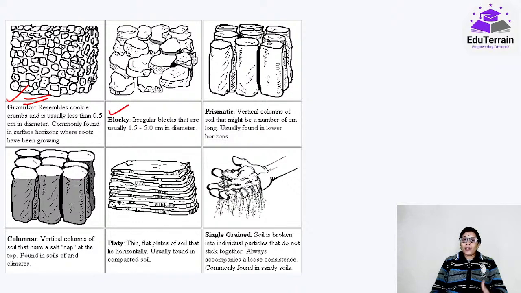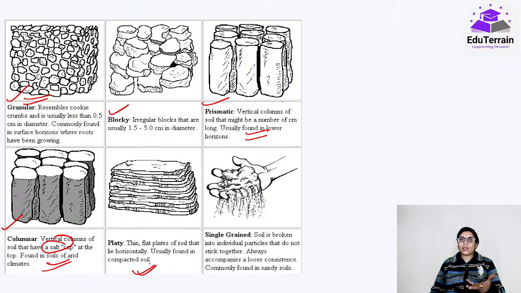And here these are blocky, that is block type, where the aggregates are formed. Here the soil aggregates come closer together to form block-like structures. They are prismatic in nature, vertical columns. Columnar, they have columns, but again salt cap would be there. Generally in arid climates you will find this, and this kind of prismatic structure you will find in the lower layers of the horizons. And platy structure, whenever there is compact soil, especially continuous compaction of the soil because of movement of vehicles and all that, especially the subsoil, it has a platy nature.